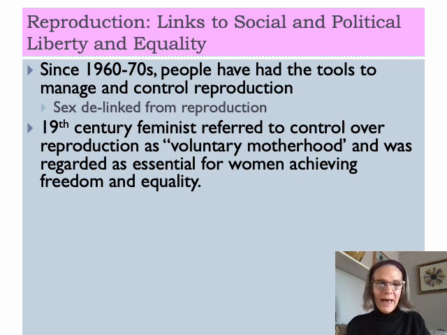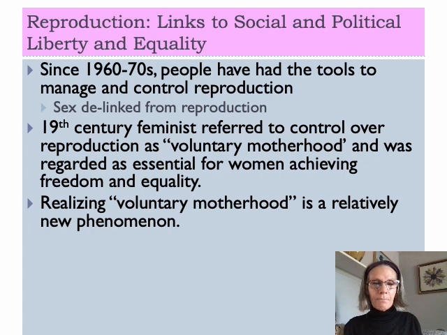Today, we talk about that not as voluntary motherhood, but as planned parenthood, right? That you plan when you want to become a parent. And that's true for women and for men in relationships. You can use technology in order to plan when you want your pregnancies to be, for the most part, right? And for the 19th century feminists, they really saw this as essential for women achieving freedom and equality. It's difficult to pursue your dreams, to go to school, to get a job that you want, if there's a lot of uncertainty regarding whether or not you're going to get pregnant.